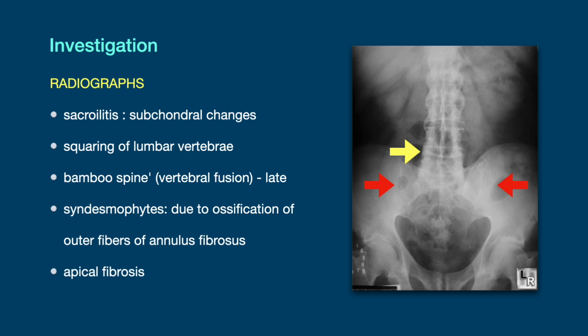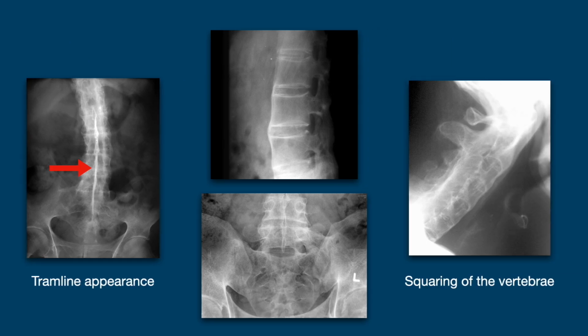This is a tramline appearance which happens due to the syndesmophyte growth between the margins of the vertebrae. And chest X-ray would reveal apical fibrosis. A spirometry may show a restrictive defect due to a combination of pulmonary fibrosis, kyphosis, and ankylosis of the costovertebral joints. Here are many other radiographic images showing the abnormalities in ankylosing spondylitis.